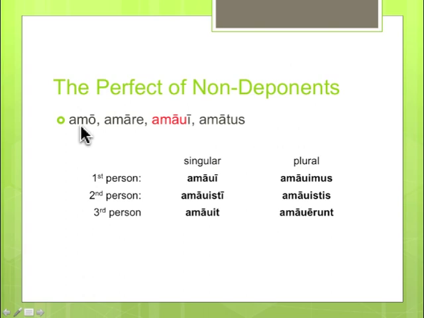Let's look at an example. Let's say we want to form the perfect of amo. We look at the principal parts: amo, amare, amavi, amatus. We look at the third principal part. We remove the long i and we get the stem amav-. We then can add the appropriate endings: amavi, amavisti, amavit, amavimus, amavistis, amaverunt.